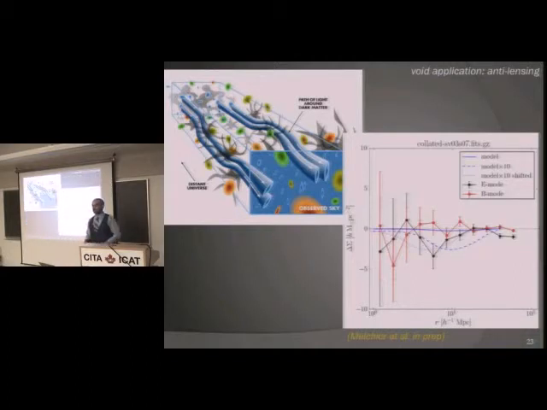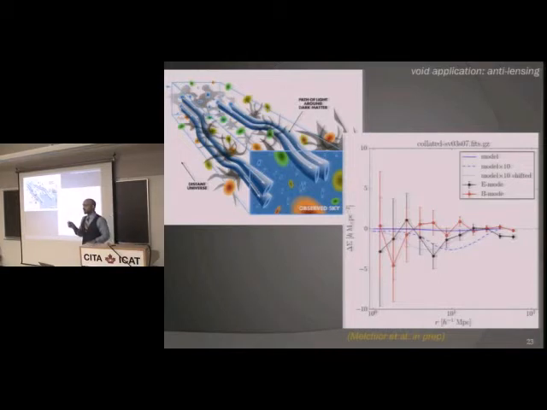Another thing you can do is galaxy lensing. Just like clusters and dense structures can lens background galaxies, turn galaxies into arcs and rings, you can have anti-lensing around voids. But instead of arcs and rings, you get spokes. You tend to turn galaxies into spokes pointing inwards to the middle of the void.